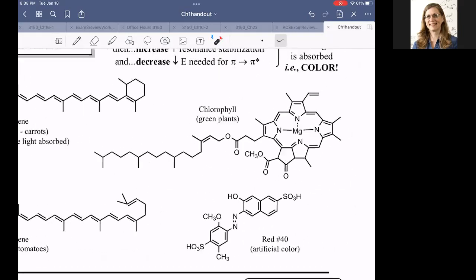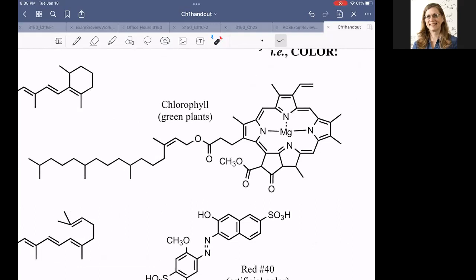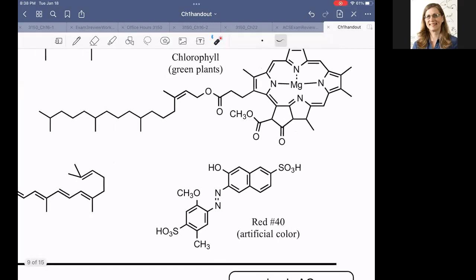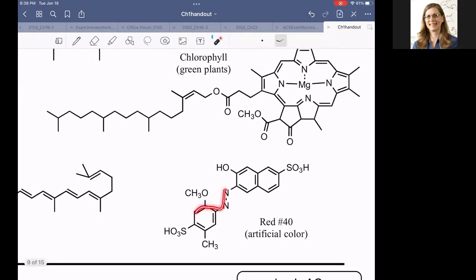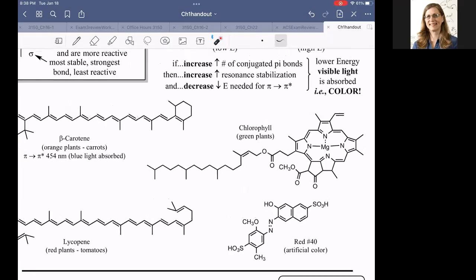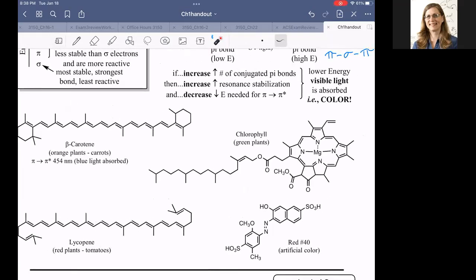If you look at the structure of chlorophyll, another organic molecule, that's what is present in green plants that allows them to do photosynthesis. Here we see a long cyclic system of conjugated pi bonds. So that would give us a hint that maybe this is a colored compound. And in fact, that's what we get. And there's also artificial colors. So this is red number 40. This is a synthetic molecule, but because of that conjugated system, it too is colored. And so you could maybe use that to do coloring as well. Now, beta carotene, lycopene, these molecules are actually radical scavengers.